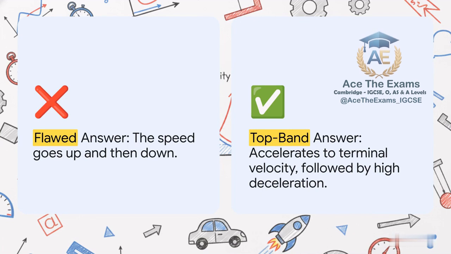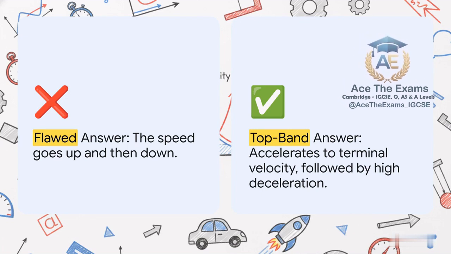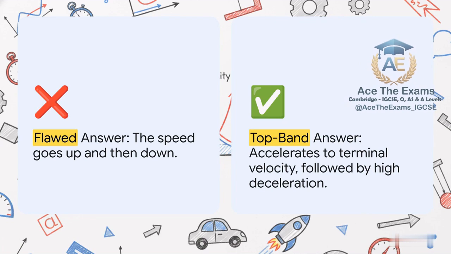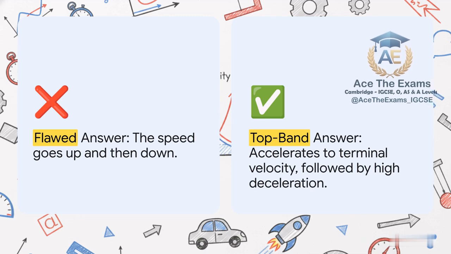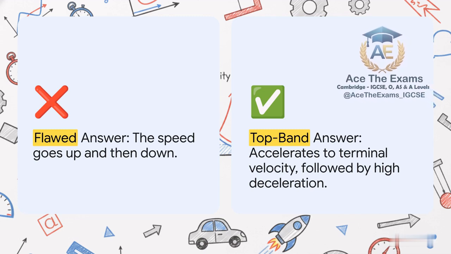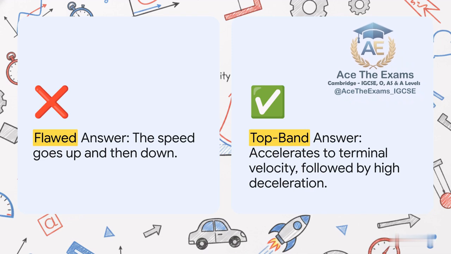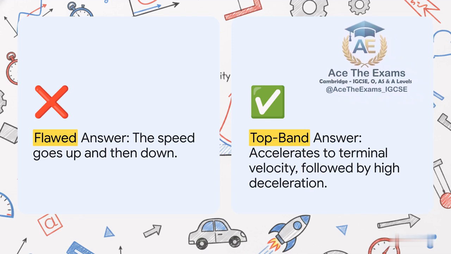Right, so this is the painful reality of the mark scheme, and it literally costs thousands of students their A-star every single year. A student looks at a motion graph and they write something like, the speed goes up and then down. And it sounds logical. It perfectly describes the visual shape. But this vague, descriptive mistake loses crucial marks.